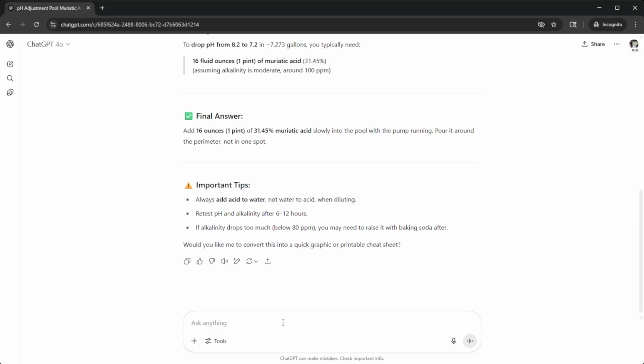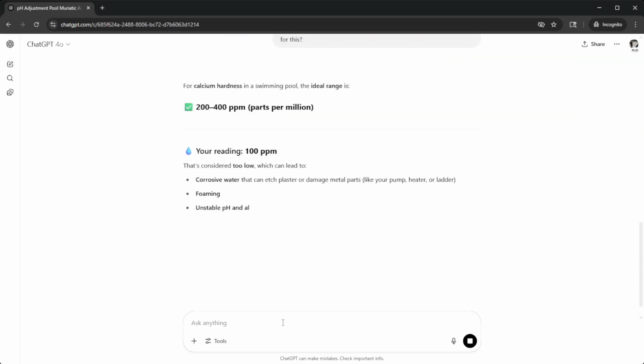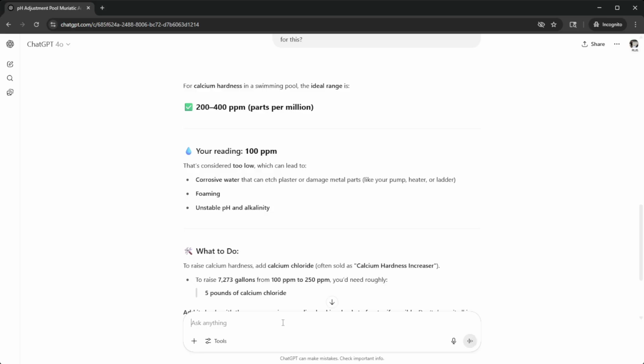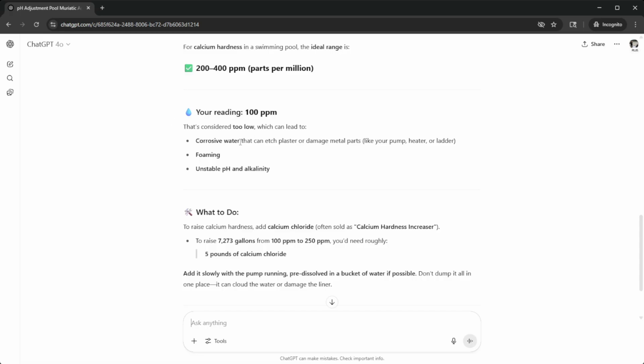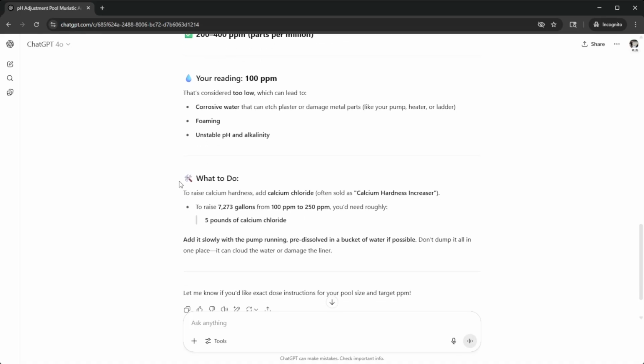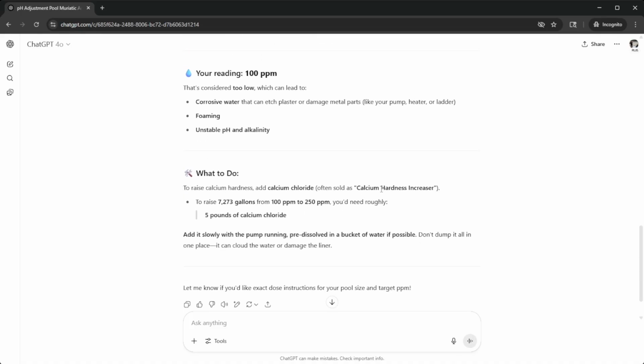Now I'll say something like, the pool store said my water hardness was say 100. What is the ideal range for this? So it tells you it's too low, what it can do if it's too low, and what to do. So you need calcium chloride, and it wants me to add 5 pounds for that amount of pool.